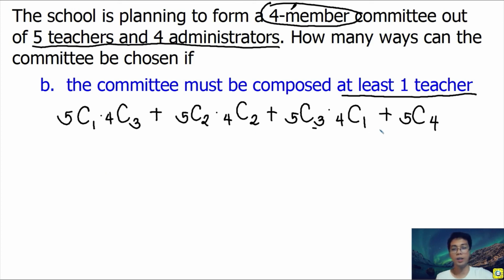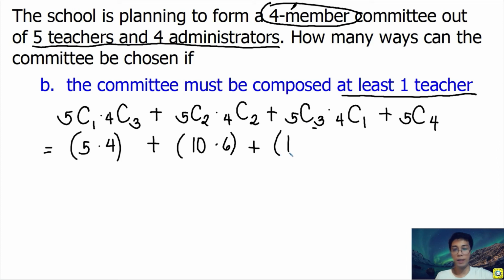Well, of course, i-simplify mo po yan ng isa-isa. Okay? So pag sinimplify po natin yan, si 5 chosen 1, that's equal to 5 times si 4 chosen 3, pag sinimplify po yan, that's equal to 4. Plus, next, si 5 chosen 2, pag sinimplify po natin yan, that's equal to 10 times si 4 chosen 2, pag sinimplify naman po yan, that's equal to 6. Plus, si 5 chosen 3, pag sinimplify, that's equal to 10. Then, si 4 chosen 1, of course, pag in-applyan natin yan ng formula, that's equal to 4. And lastly, si 5 chosen 4, pag sinimplify, that's equal to 5.